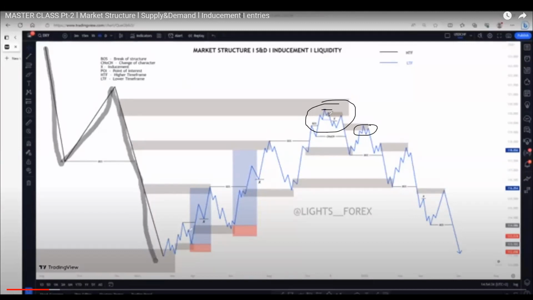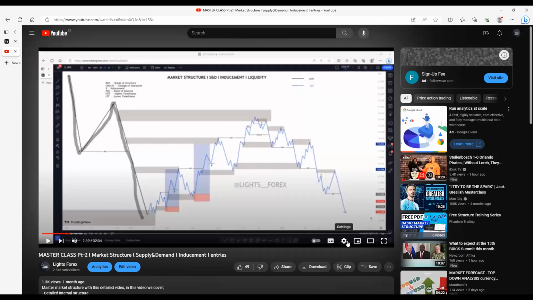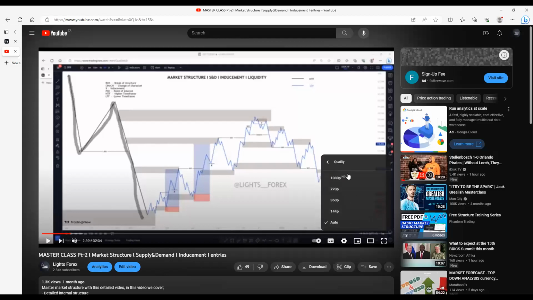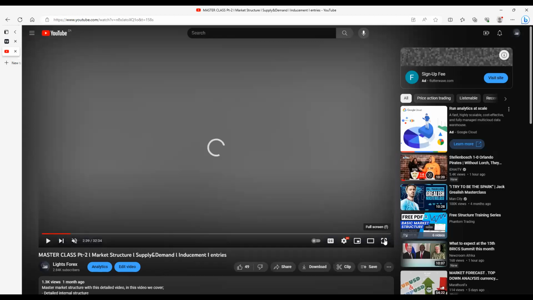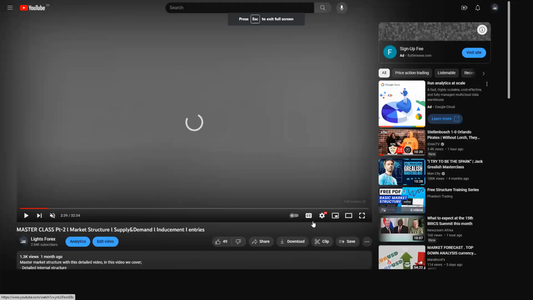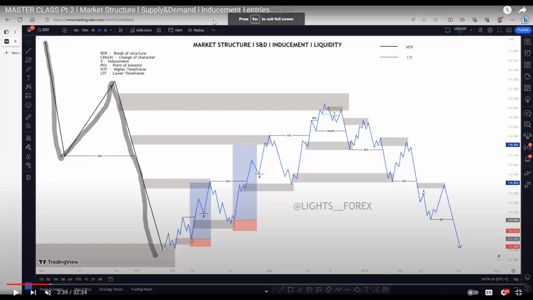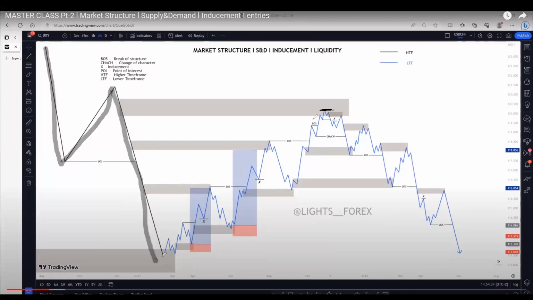Now, the thing is, if you want to enter at the tip, you'll always be taking losses first before you actually get a right entry. You'll always be taking losses first, because most people want to enter here. Now, how do you know that this point is not this one? How do you know that this price is still going to do this?